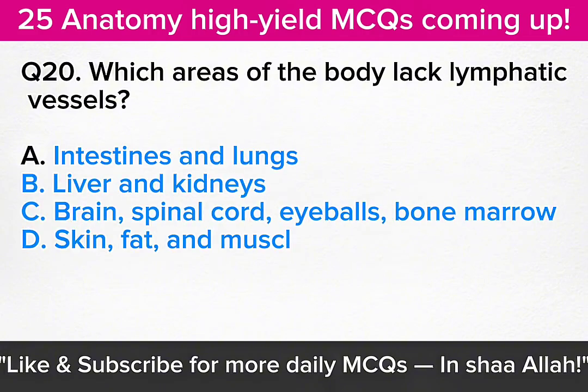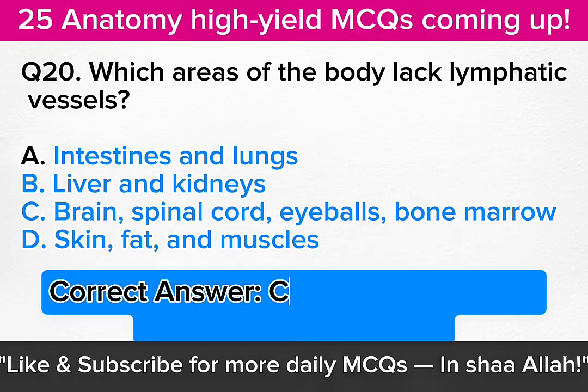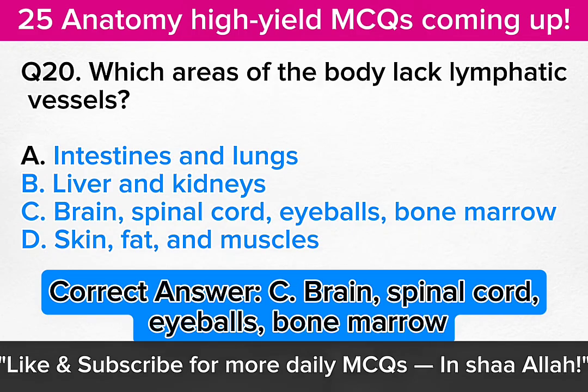Q20. Which areas of the body lack lymphatic vessels? A. Intestines and lungs. B. Liver and kidneys. C. Brain, spinal cord, eyeballs, bone marrow. D. Skin, fat, and muscles. Correct answer: C. Brain, spinal cord, eyeballs, bone marrow.